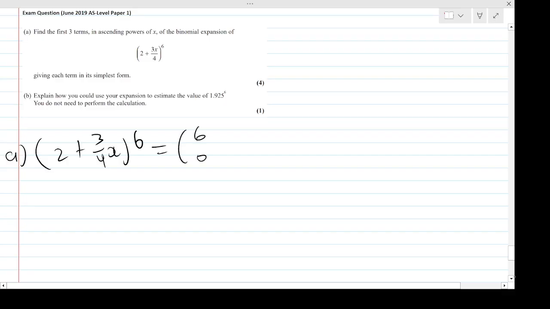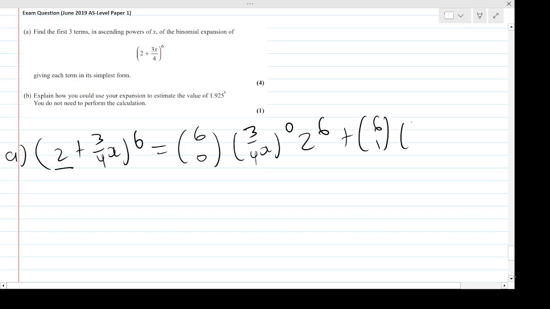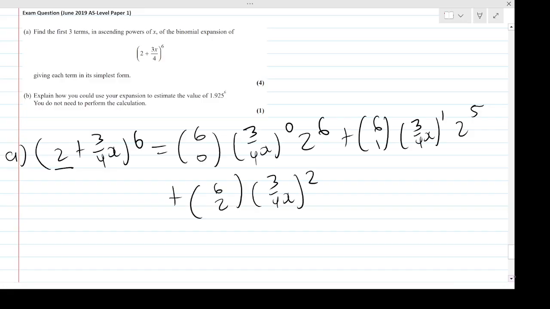That's going to be 6 choose 0 firstly. Then the x part, 3 over 4 x, is going to be to the power of 0. Then the 2, the other number, is going to be to the power of 6. Then the next term, 6 choose 1, 3/4 x to the power of 1, then 2 to the power of 5. Then we're going to have 6 choose 2 of 3/4 x squared. Then 2 will be to the power of 4. And so those are the 3 terms, right? So we don't need to do any more than that.